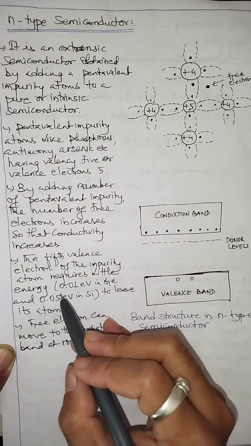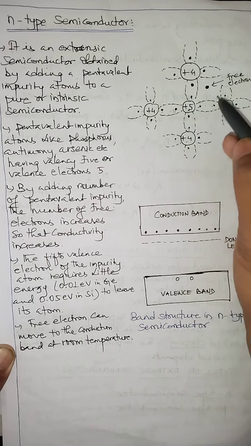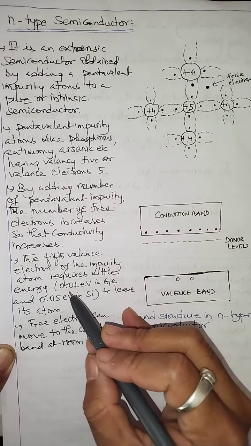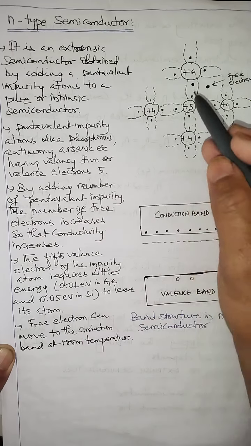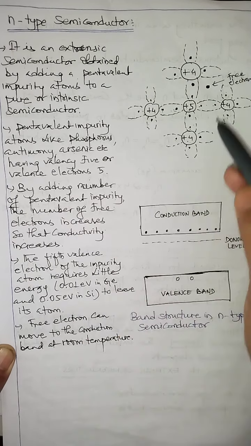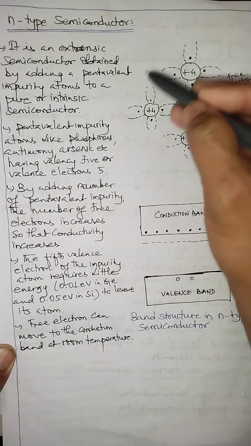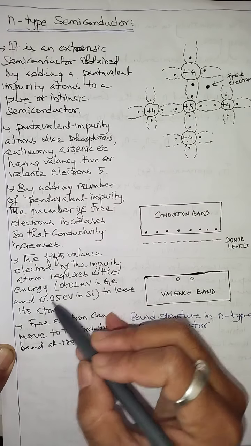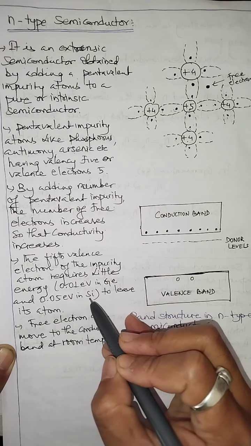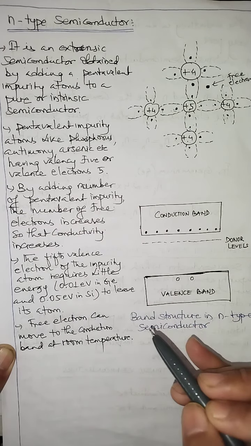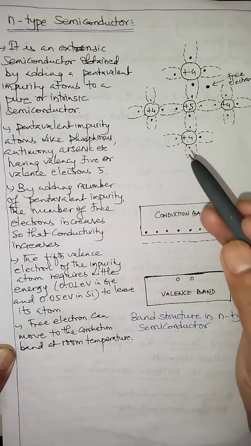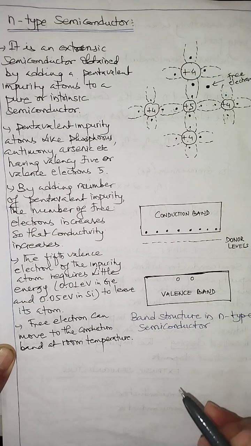So that means, if I take this impurity atom added with the germanium, then how much energy is required by this fifth electron? 0.01 electron volt in case of germanium. And if this impurity atom is added with the silicon, then how much energy do you need? 0.05 electron volt energy in silicon to leave its atom, and to move to which band? To the conduction band.